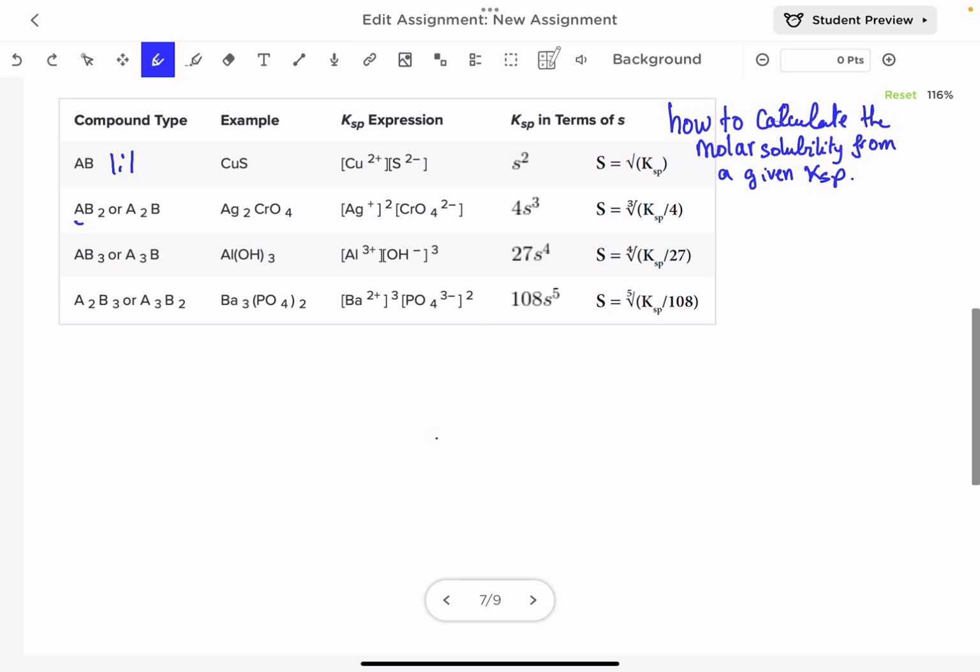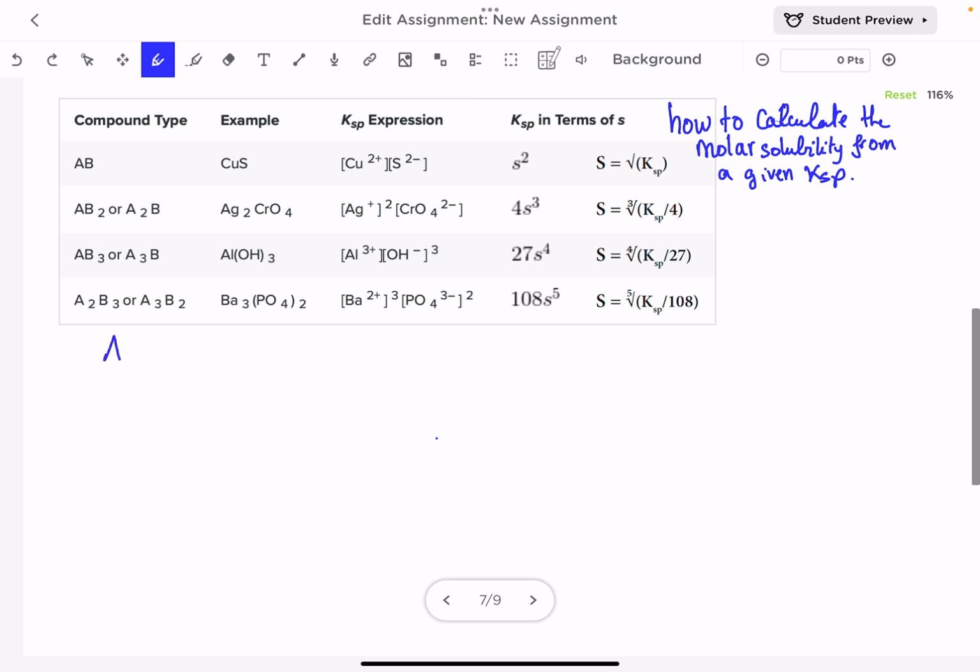Or if we are dealing with a salt, for example, silver chromate like this one, the ratio is 2-to-1, or other salts like PbCl2, the ratio is 1-to-2, the formula of S will also be different. Now let's explain it quickly how to determine this S formula.